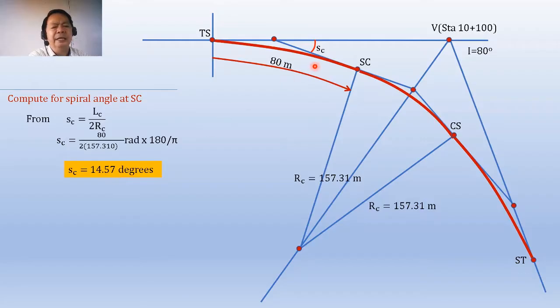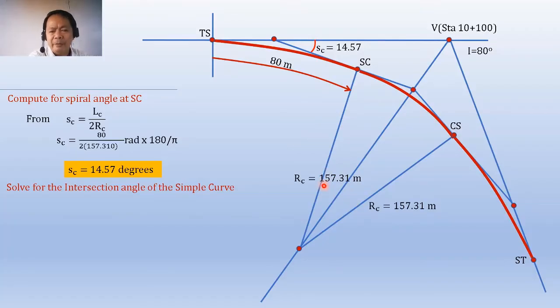So this angle is actually 14.57 degrees. So that is, of course, the first element of the spiral that we have computed so far, aside from the element of the simple curvature that is joining this spiral. So from here, we can also compute for the intersection angle of the simple curve, itong angle ng simple curvature. Kasi importante that we will be able to compute for that.